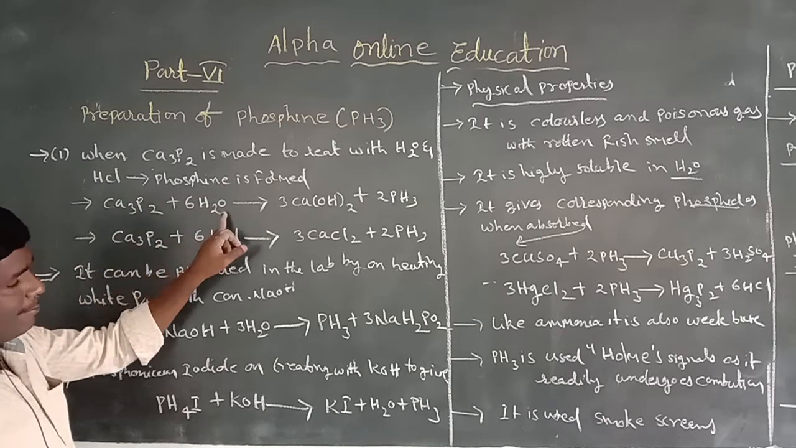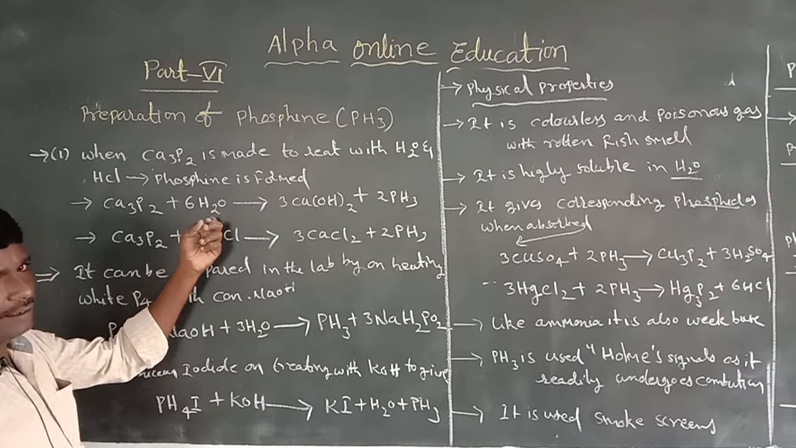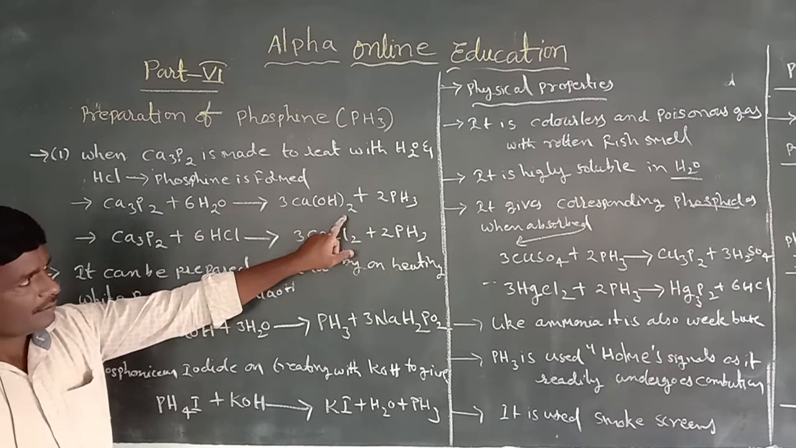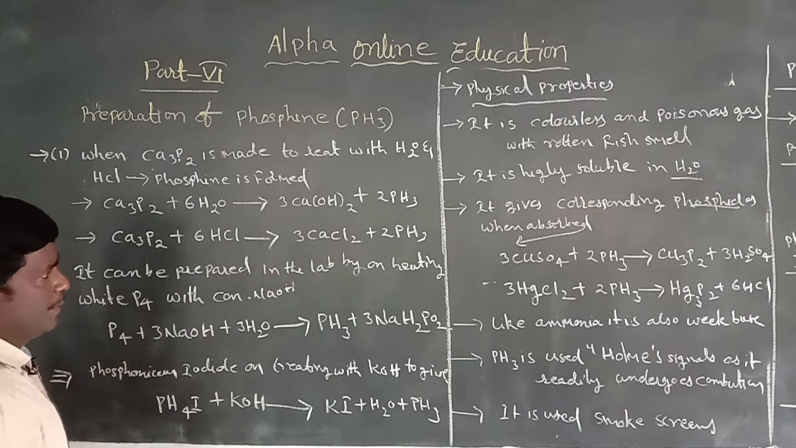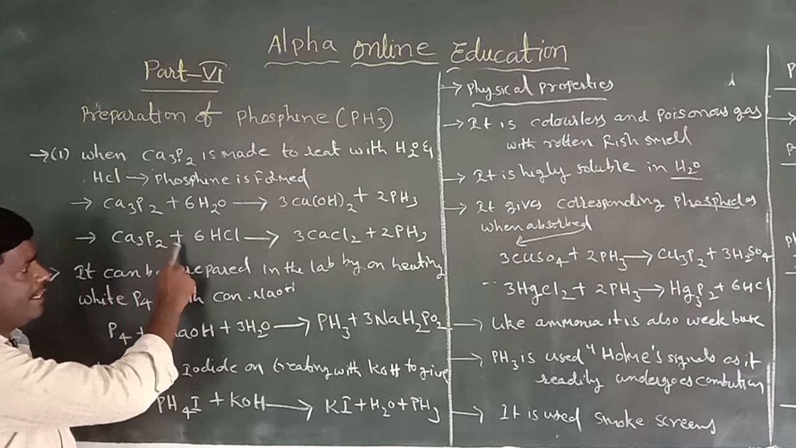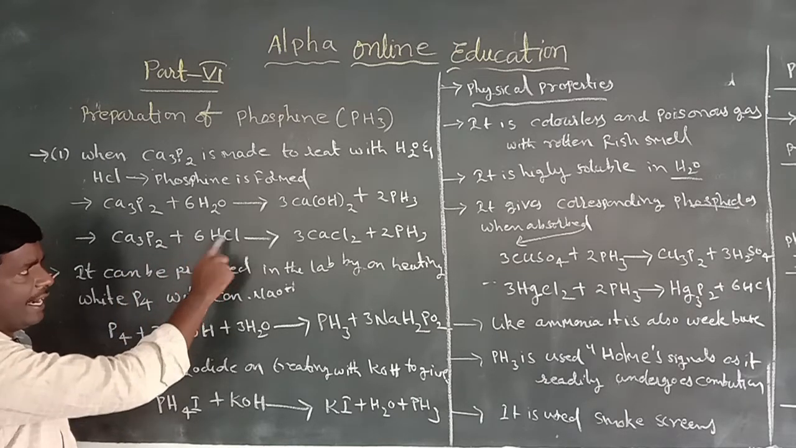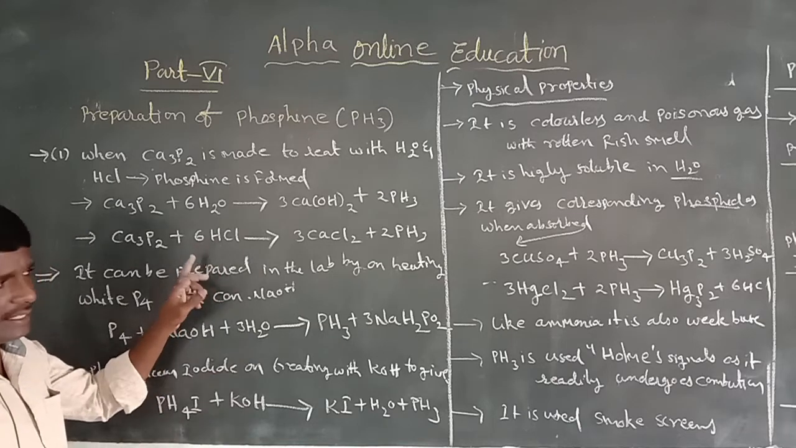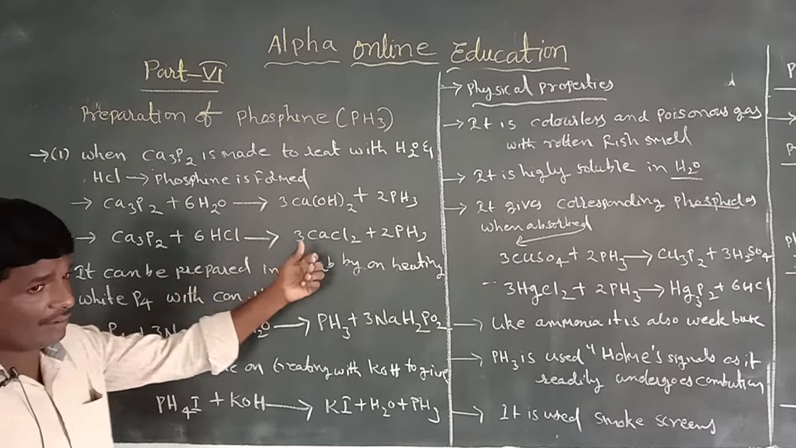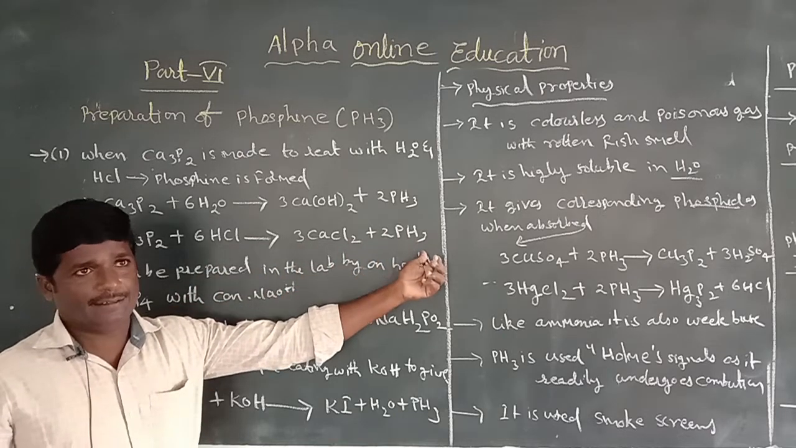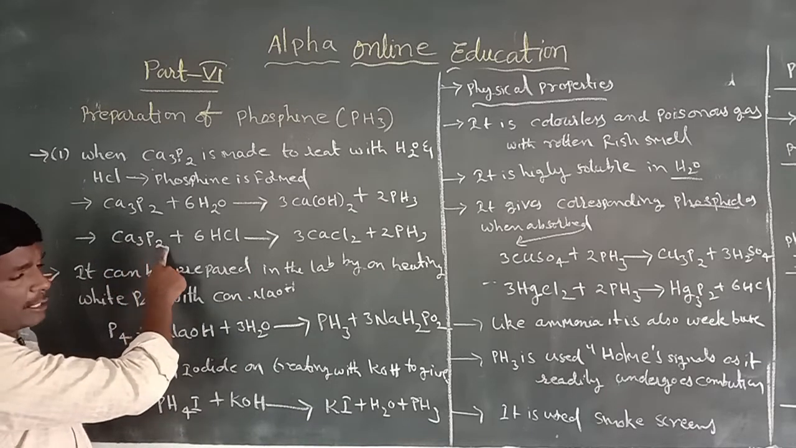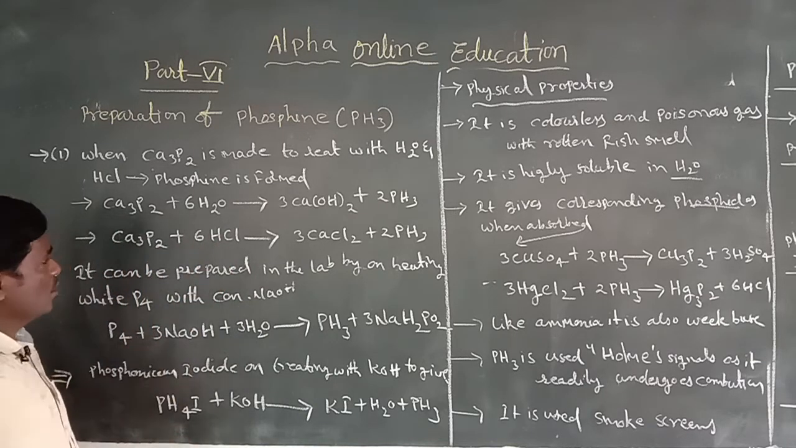Calcium phosphide reacting with the water molecule forms calcium hydroxide and phosphine. Next, calcium phosphide reacts with hydrochloric acid, HCl, 6 moles of hydrochloric acid. Then calcium chloride and phosphine are formed, and the calcium, phosphorus, hydrogen and chlorine atoms are balanced between reactant and product.